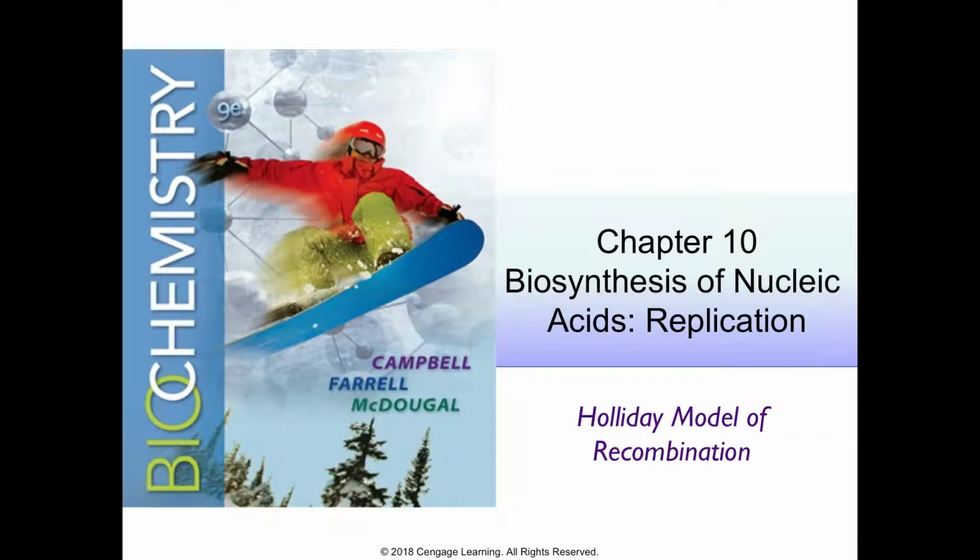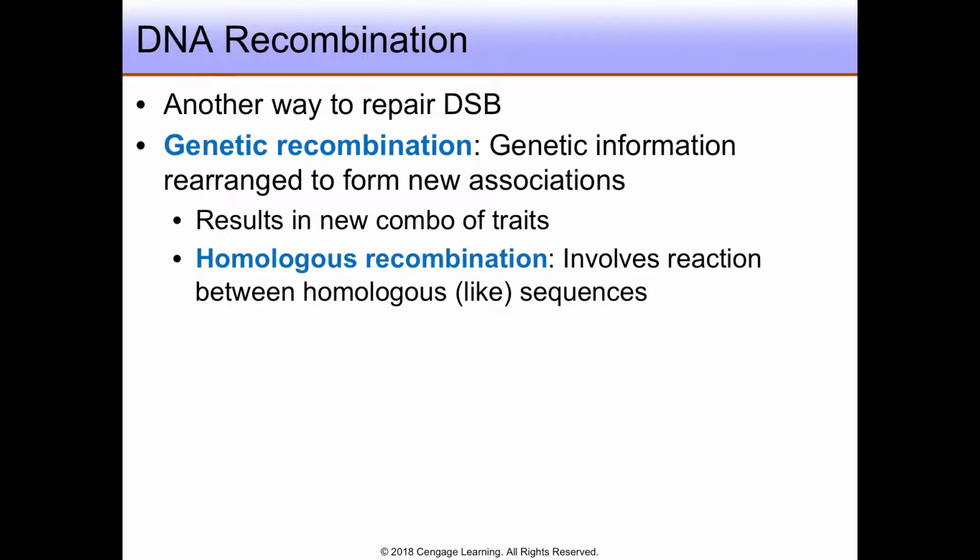The concept and proof of recombination events was introduced in our previous lesson. Let's now consider the steps involved in homologous recombination. As we saw in our last lesson, this process is employed as a means of repairing double-strand breaks in the DNA. In this process, homologous or like sequences are used in a recombination event.